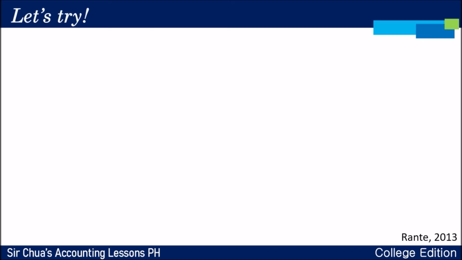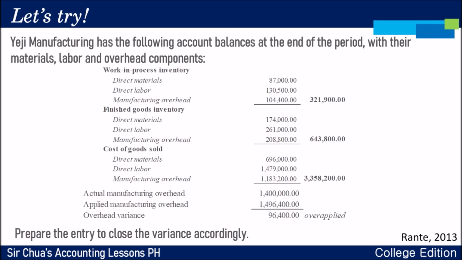Okay, let's try po yung sinasabi natin ganyan. Yeji Manufacturing has the following account balances at the end of the period with their materials, labor, and overhead components. So, ito po yung ending balance natin ng work in process inventory with manufacturing overhead of 104,400. Ito naman po yung finished goods inventory natin with manufacturing overhead of 208,800. And ito naman po yung cost of goods sold natin with manufacturing overhead of 1,183,200.